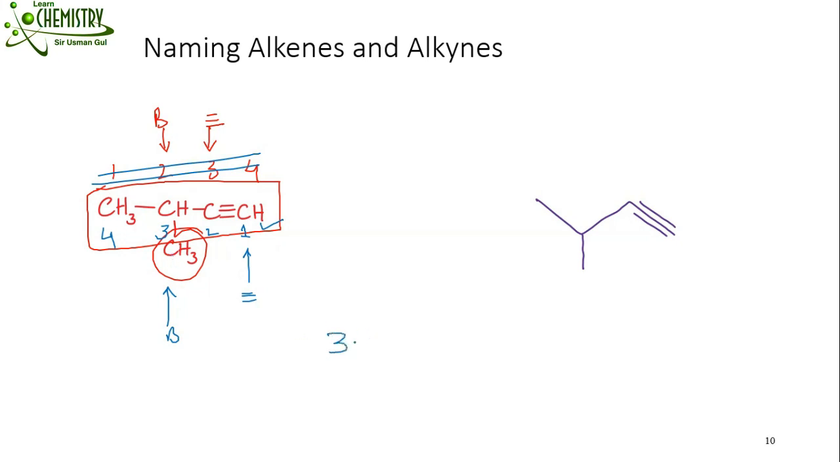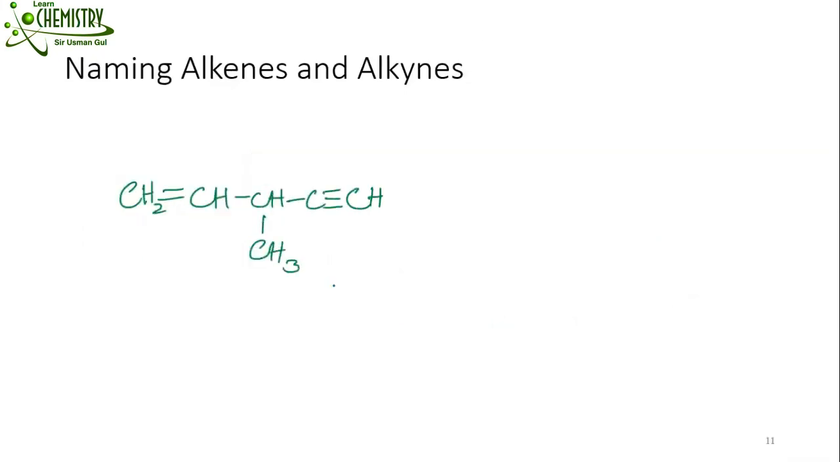write 3 methyl, because I will start the name with the number of the branch and the name of the branch. So this is 3 methyl, and after that I will write the location of the carbon triple bond, that is 1, and it is a 4 membered ring, sorry, not ring, straight chain. So it will be but, and as it is a carbon carbon triple bond, I will use the suffix yne. So this is another example here.